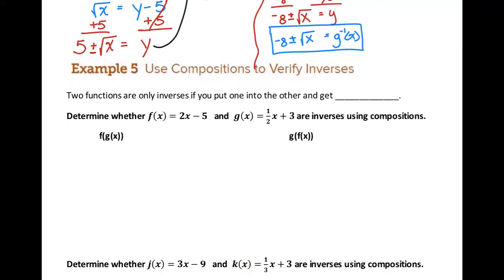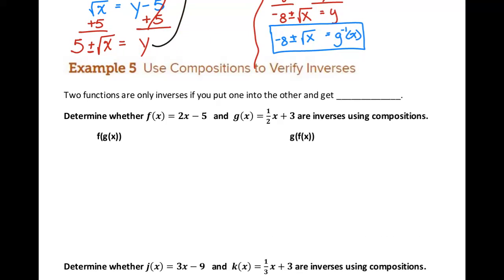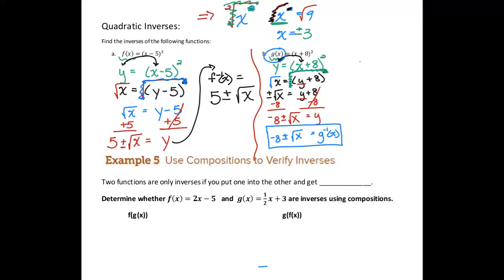So all we have left to do is using compositions to verify inverses. That is what, basically a page and a half-ish. And we will do that tomorrow.